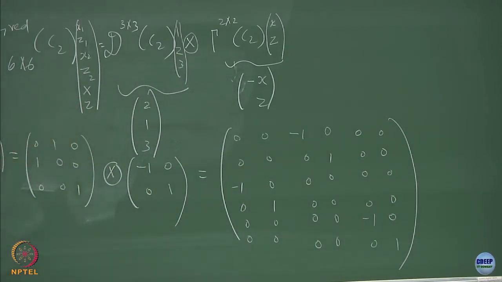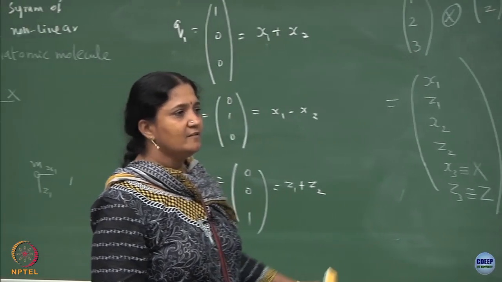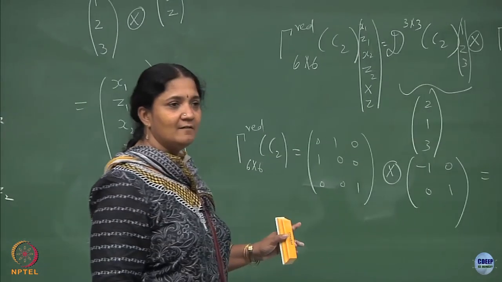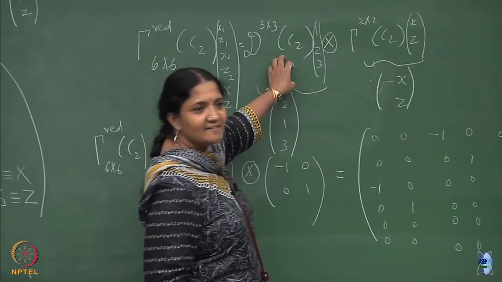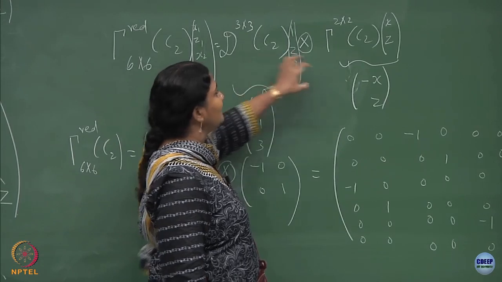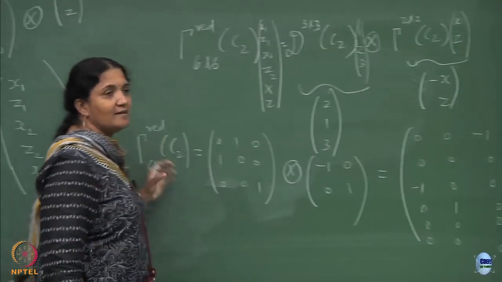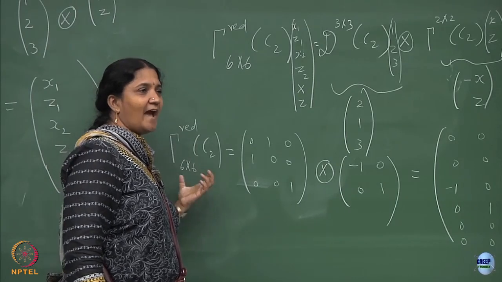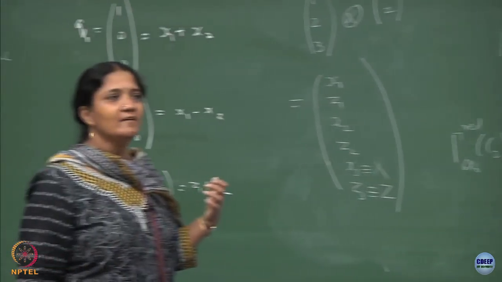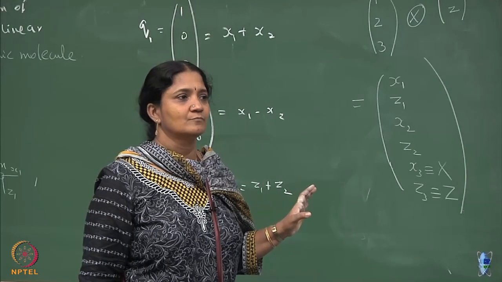Okay. How have I generated this? This is clear. I am using the tensor product. You are using some kind of permutation, a subset of the symmetric group permutation elements. I am doing this tensor product to generate my matrix which acts on the complete 2n degrees of freedom for the triatomic nonlinear molecule.